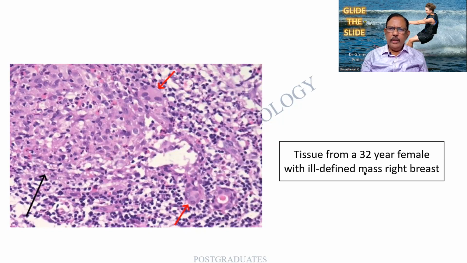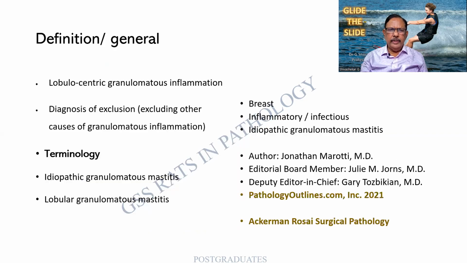This is a tissue from a 32-year-old female with an ill-defined mass in the right breast. Look at the age, 32 years, ill-defined mass, right breast. And what are you people seeing on the screen? I hope you people are able to make out something.